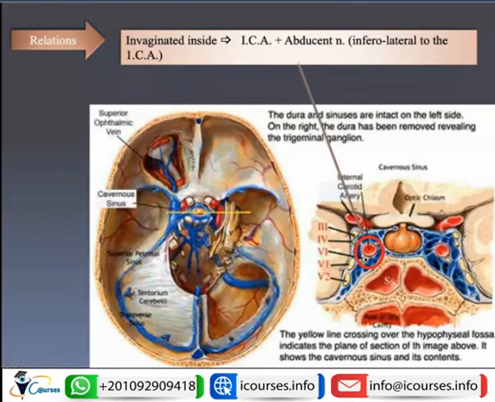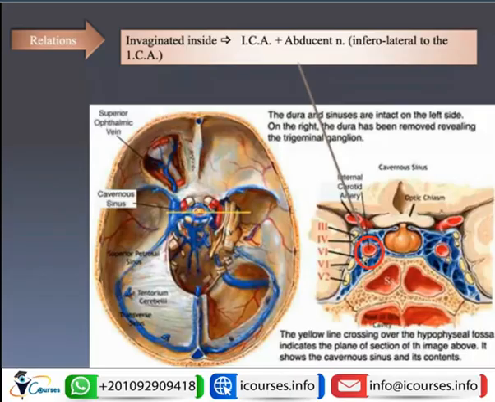Actually speaking, the internal carotid artery does not enter inside the cavernous sinus, but it invaginates the cavernous sinus. So you can see two sections, because one is the section of the artery and the other is the invagination of the cavernous sinus by the internal carotid artery. This invagination is present within the cavernous sinus, and there is a nerve related to the internal carotid artery as it passes through the cavernous sinus, which is the abducent.